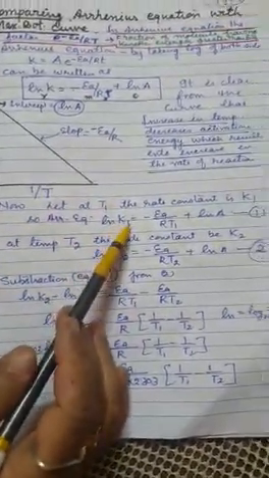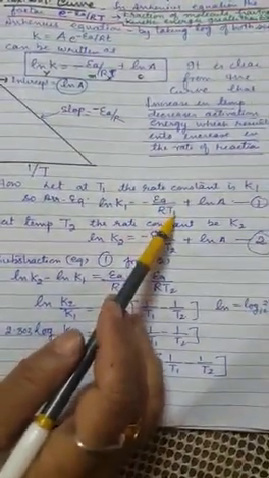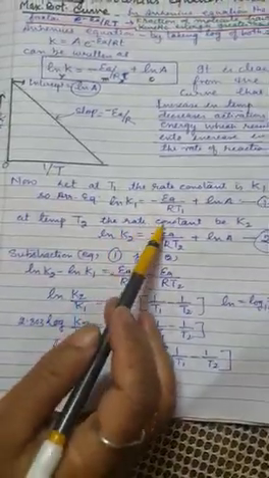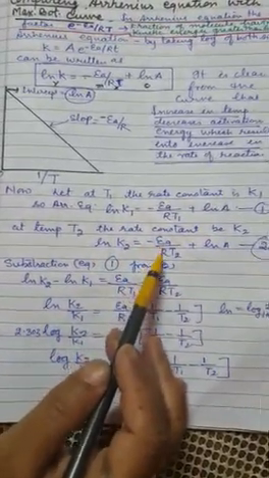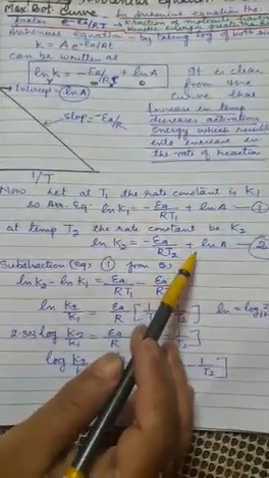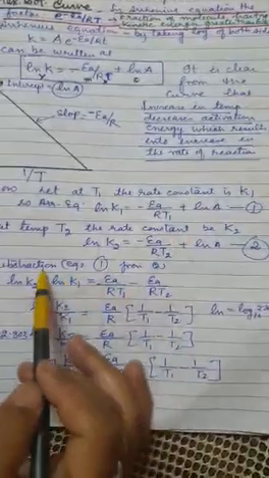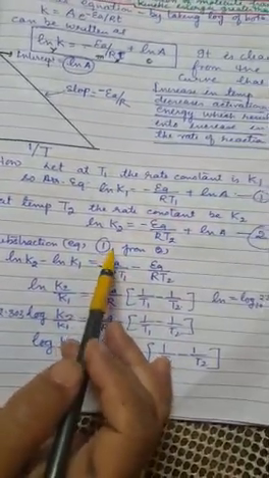Now let at T1 the rate constant is k1. So the Arrhenius equation will become ln k1 is equal to minus Ea upon RT1 plus ln A. At temperature T2 the rate constant be k2: ln k2 is equal to minus Ea upon RT2 plus ln A. ln A is constant for a reaction. So on subtracting equation 2 from 1, this will be cancelled.